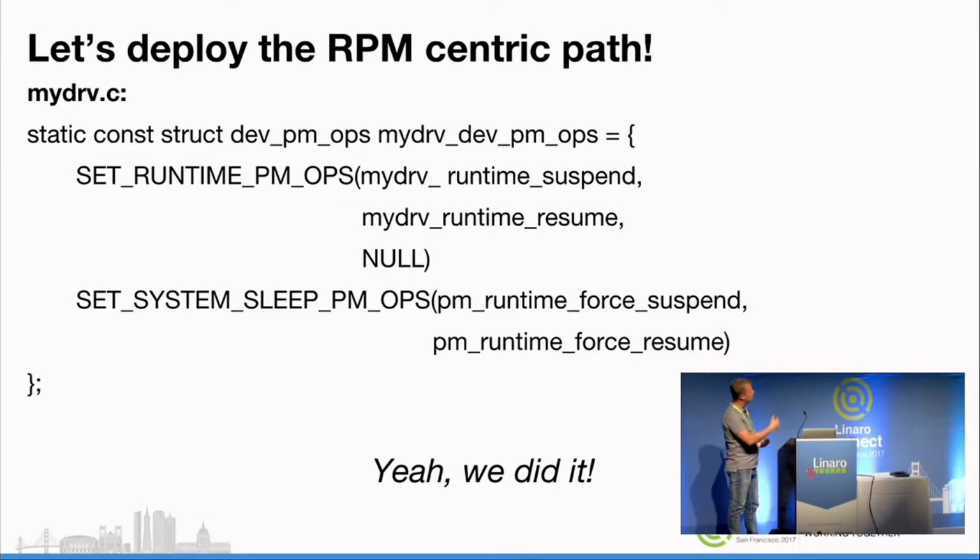So again, this is a driver, and you have the runtime suspend and resume callbacks, which you set up with this set runtime PM ops macro, and that's a very common thing you do. But the important part here is the system sleep support. It's the set system sleep PM ops, which takes advantage of these PM runtime force suspend and resume helpers, and that's the whole thing about the runtime PM centric approach. It's about using these helpers to deploy sleep support. So this is a very simple case where you actually add 2 lines of code.